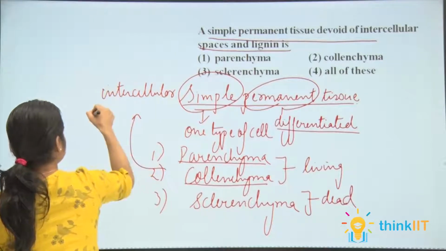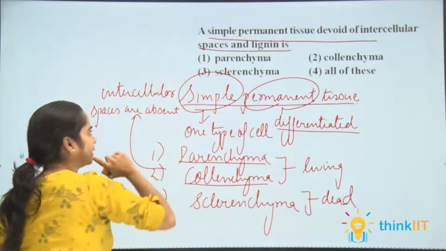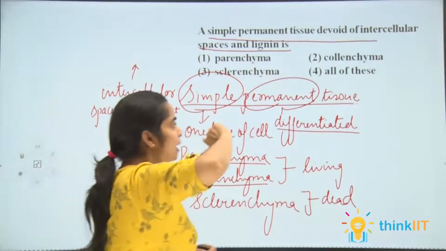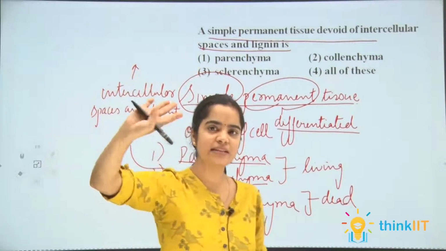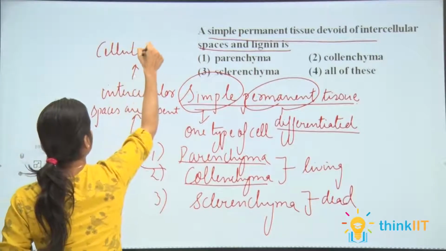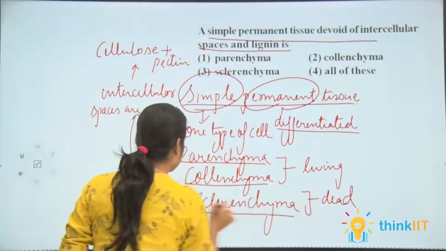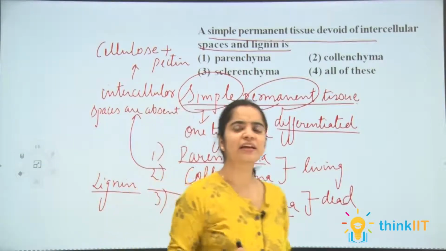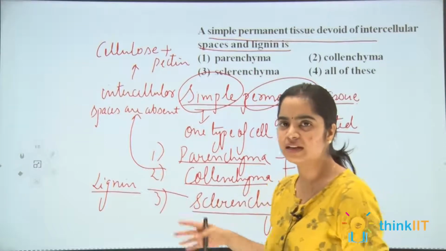intercellular spaces are absent. So this is correct. Then they are saying and lignin is there. So that is wrong. They are saying devoid of intercellular spaces and lignin, so lignin is absent there, and this is correct, because they have a lining of cellulose as well as pectin. The lignin-rich tissues are the sclerenchyma tissues. They consist of this lignin, and due to the presence of this lignin only, they are dead in nature. This lignin does not allow them to transport material, and they are dead in nature.